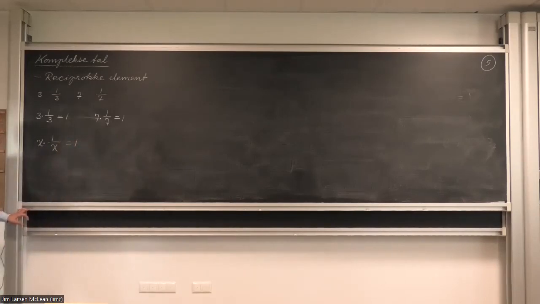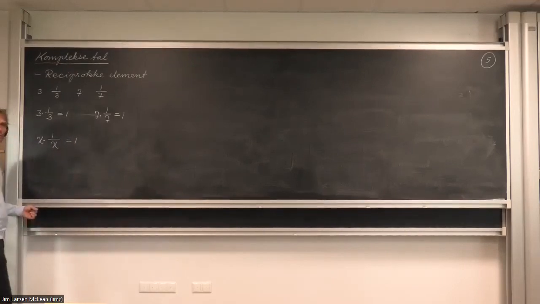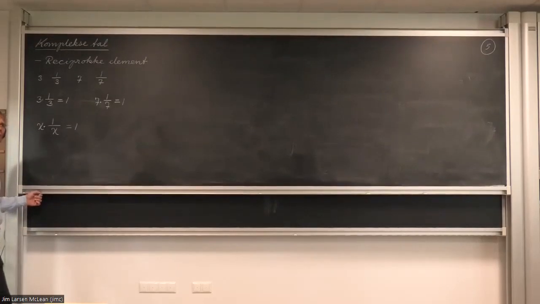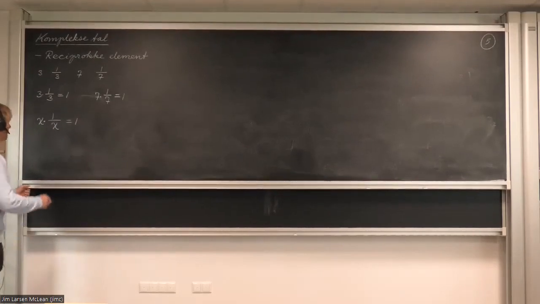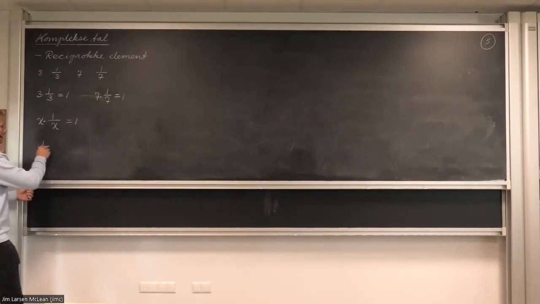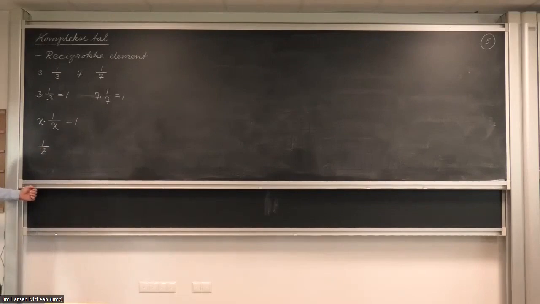You could also call it the inverse of x, it's 1 over x. But we call it the reciprocal. And now we want to learn how to find the reciprocal of a given complex number. So we need to learn to find the reciprocal element, meaning the reciprocal complex number that corresponds to some given complex number. So I'd like to find 1 over z. I'd really like to find a formula to find the reciprocal of a complex number z.